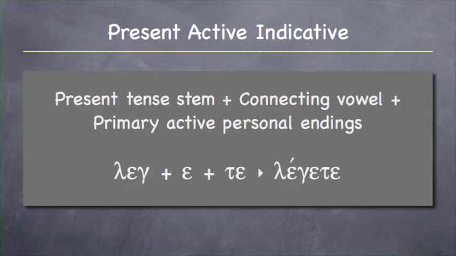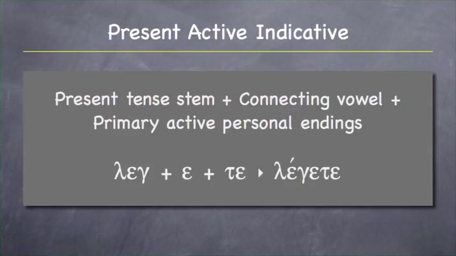The verb lego means I say. The present tense stem is leg. To that you add a connecting vowel. It's either going to be omicron or epsilon. And then you add primary active personal endings, which, if you want to say you plural for the present active, is te. So you have the leg and the te. And so legete means you all say.